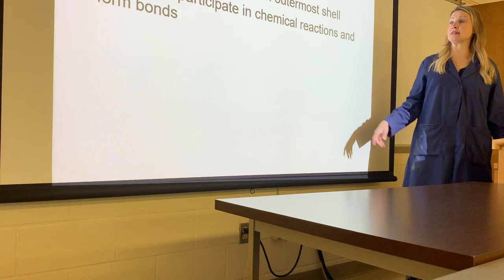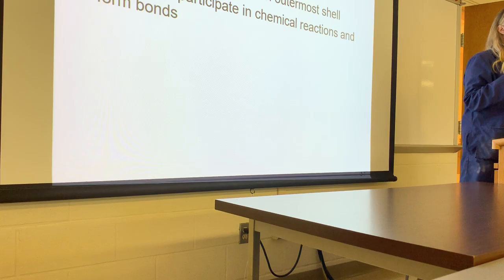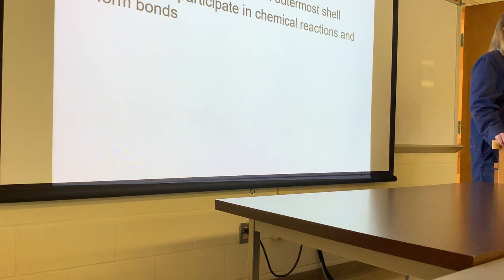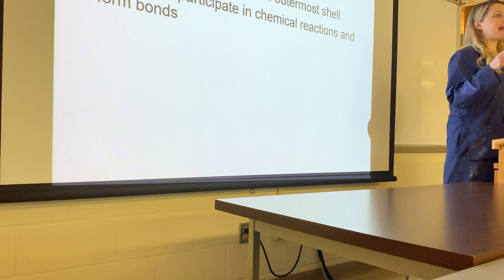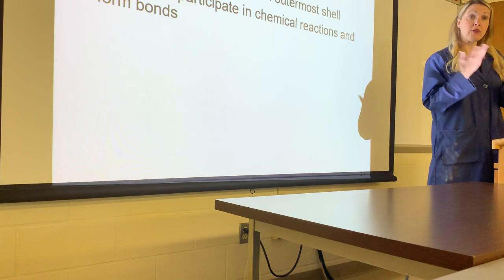So valence electrons, as I said, are those in the outermost shell which participate in chemical bonds. And however many electrons you need in the outer shell is how many bonds you can actually form. How many bonds could oxygen form with another atom? 2, because it had an atomic number of 8. So 2 electrons in the first shell, 6 in the second. You need 2 more electrons. You can form 2 more bonds.